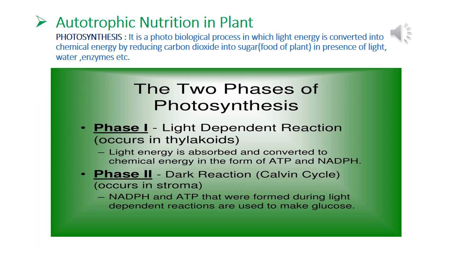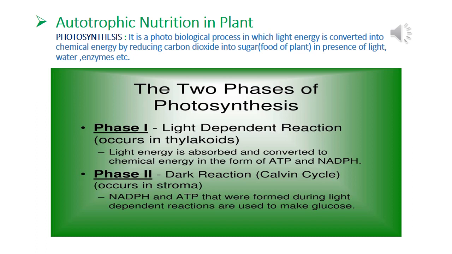Now, as the process itself describes, it needs light for the process to initiate, and in the other part of the reaction light is not required. So the entire process of photosynthesis is not that simple as it looks. The complete process of photosynthesis is divided into two phases. Phase 1 is called light reaction, or light dependent reaction, and this part of the reaction takes place in the chloroplast itself.